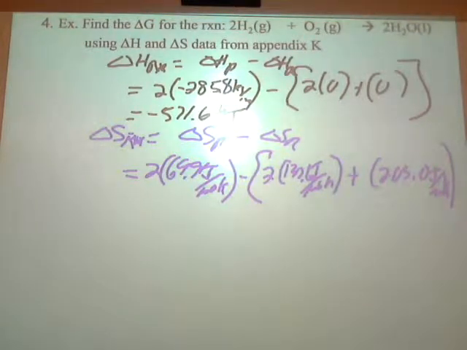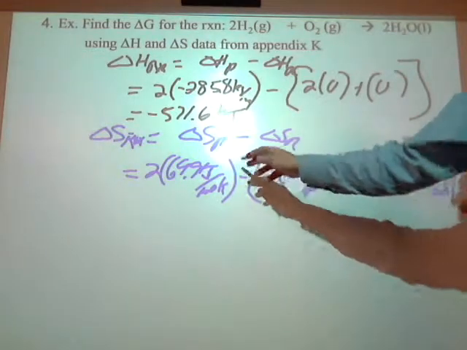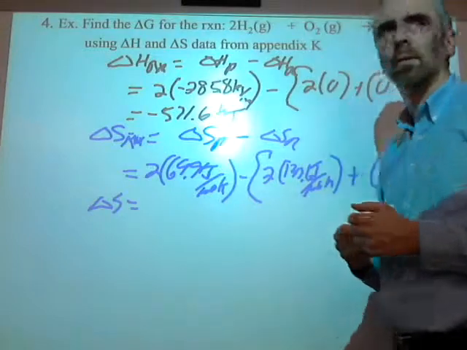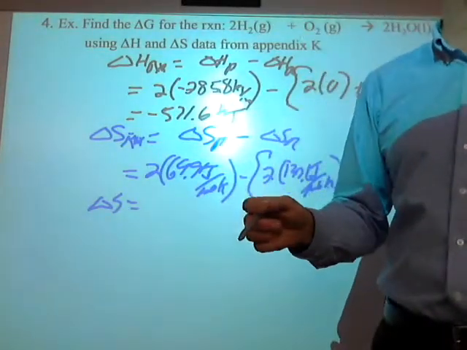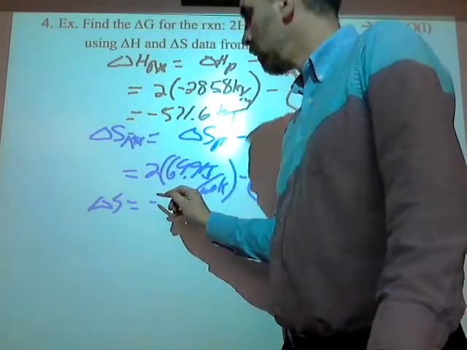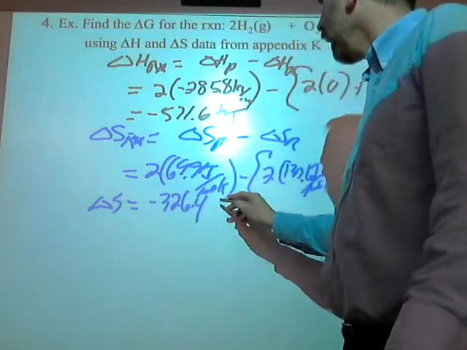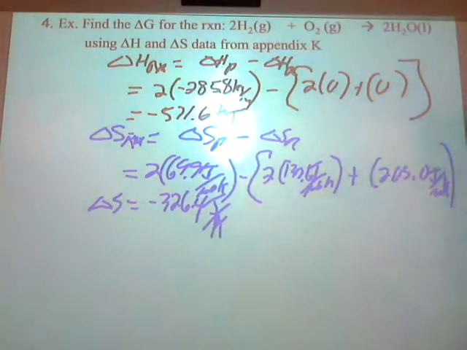Okay? Now, you're multiplying by the coefficient, so you're taking care of the moles in that calculation. You do all the math for this. What do you get for your delta S? 83.62. Anybody else get that? That's not the number I remember from last period. Negative? Yeah, 326.4. All right. And that's in joules per Kelvin. Okay? Because we already took care of the moles.